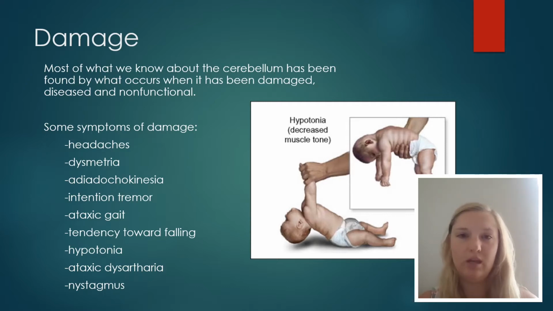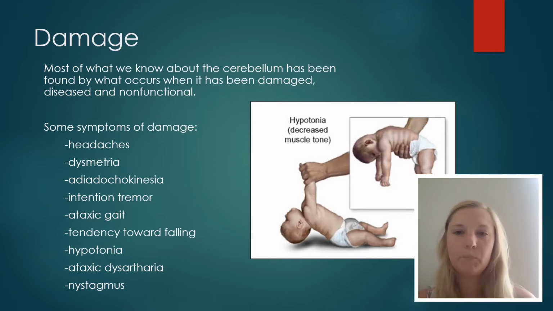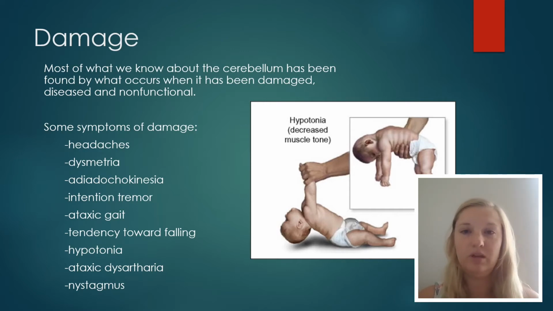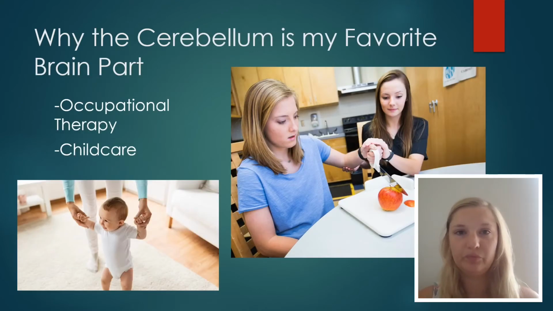adiadochokinesia, or the inability to perform rapid alternating movements, the intention tremor or movement tremor, ataxic gait, or a wide walking gait, or staggering, a tendency toward falling, hypotonia or low muscle tone, ataxic dysarthria or slurred speech, and nystagmus or abnormal eye movements. As you can see in the photo, the infant has hypotonia or decreased muscle tone.